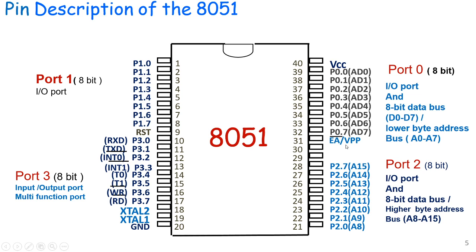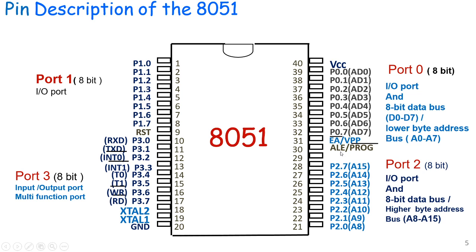External access and VPP. When the microcontroller accesses external memory, this pin is activated. When it is deactivated, the microcontroller accesses internal, on-chip memory. VPP is the voltage provided for flash memory programming. Okay, so this is the VPP voltage.